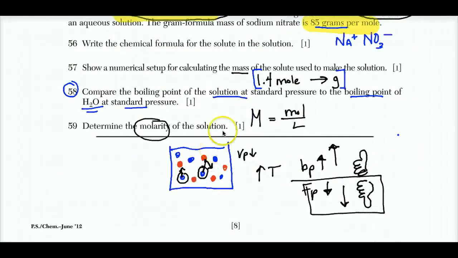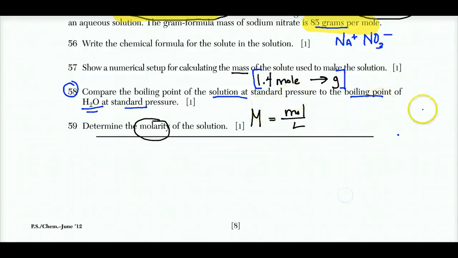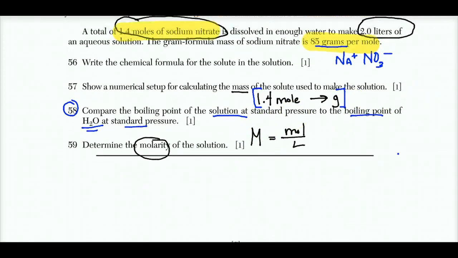Let's go back to the problem. So they want to determine the molarity of the solution. All we need is the moles and the liters. Well, guess what? We have those. From the information given to us, we have 1.4 moles, and we know that we have 2.0 liters. That equals my molarity. We'll put that in our calculator, and 1.4 divided by 2 gives me 0.7.